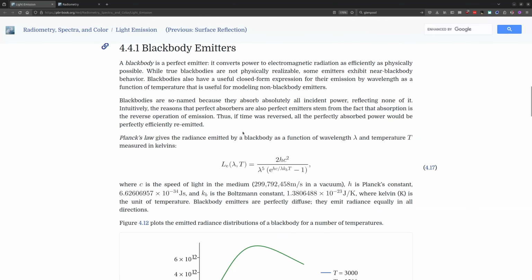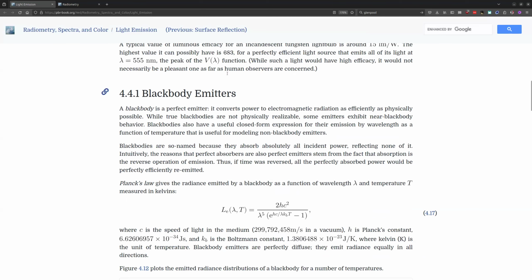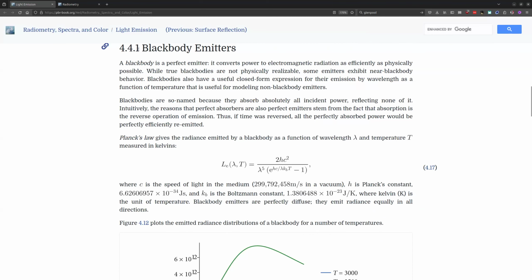Okay, well, I'm not too worried about it, but okay, black body emitters. A black body emitter is a perfect emitter. I do find the word black body to be kind of a misnomer because a black body is only black if it's below a certain temperature. Otherwise, it's no longer black, but it's emitting visible wavelengths of light. Therefore, it's not black.